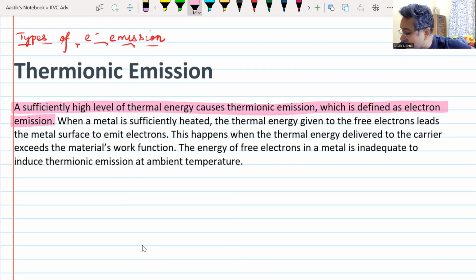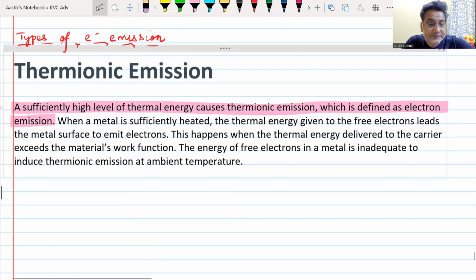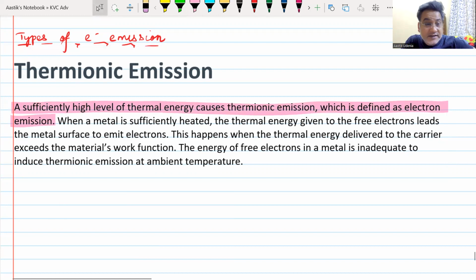Do we understand this? Yes, sir. This is the first type of electron emission, which is known as thermionic emission. You just write the heading thermionic emission, and then you can write thermionic emission is the process in which electrons are given sufficient energy so that they can escape the metal surface. Do we understand this? Yes, sir.